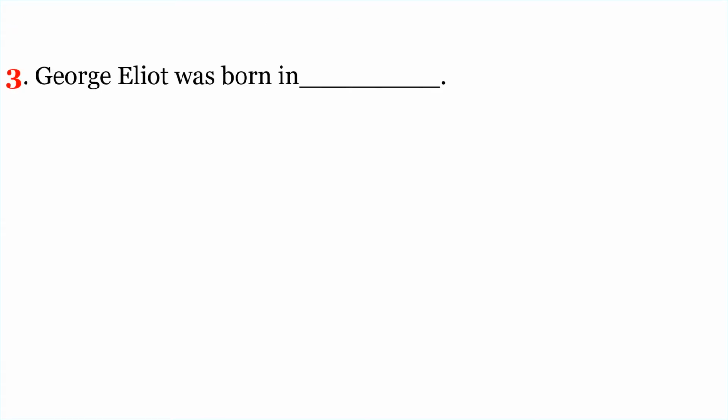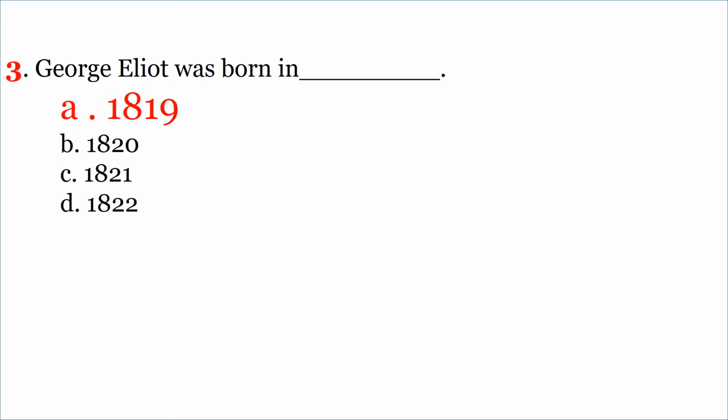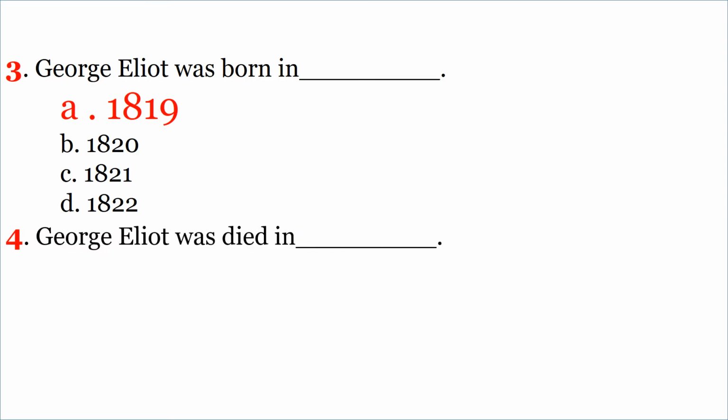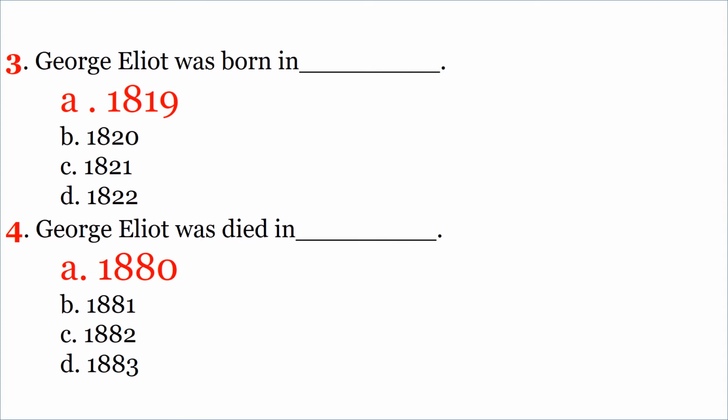George Eliot was born in. The correct option is A. 1819. George Eliot died in. The correct option is A. 1880.